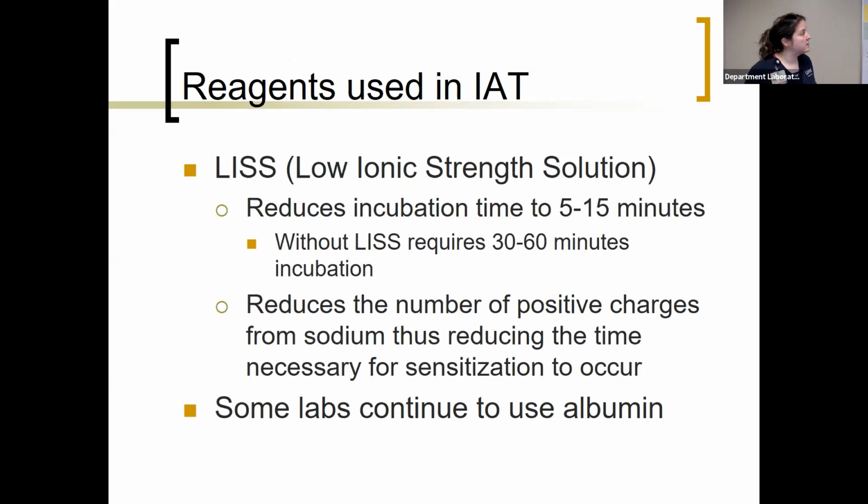So here's your reagents. You're going to use LISS again to reduce the ionic strength of the solution in your test environment to further allow uptake of the antibody onto the cells. Your incubation time is usually going to be about 15 minutes. You could use albumin, you could also use PEG here as well, but most commonly you're going to probably use LISS.